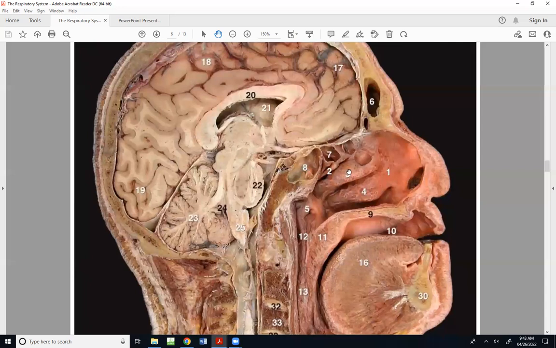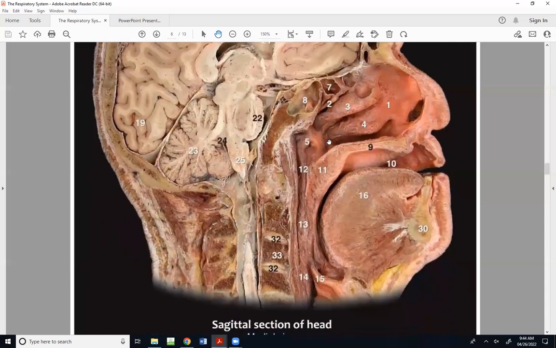You can see the nasal conchae. You can see this is the opening from the nasal cavity, so this would be the internal nares. And now right in here, this is all pharynx. Obviously, this is inside the mouth.